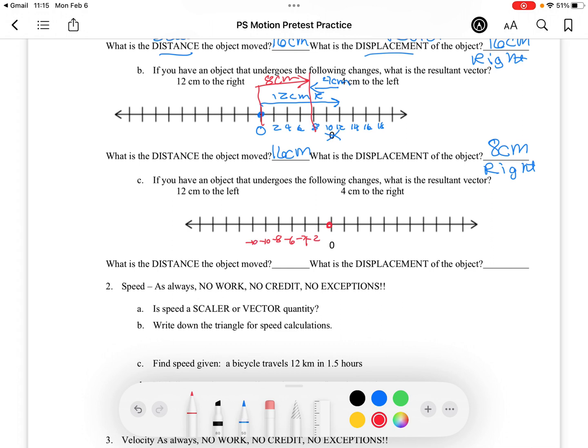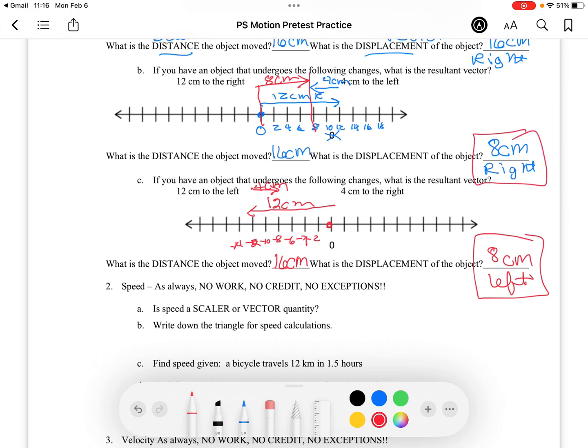Next, we have an object. This time we're at 0 again, and we go 12 centimeters to the left. So I'm going to go 10, 12 centimeters to the left. Then I'm going to go 4 centimeters to the right. I know this isn't beautiful. So we have again a total distance of 16 centimeters, and our displacement this time will be 8 centimeters to the left.